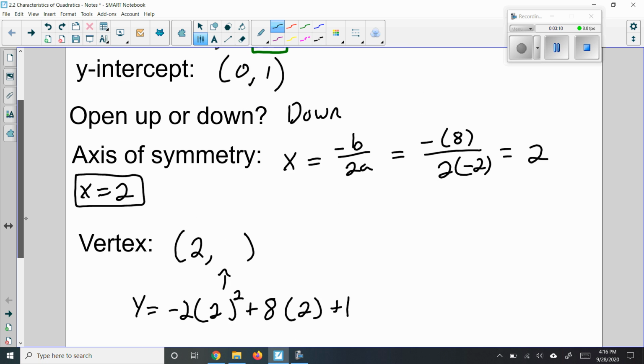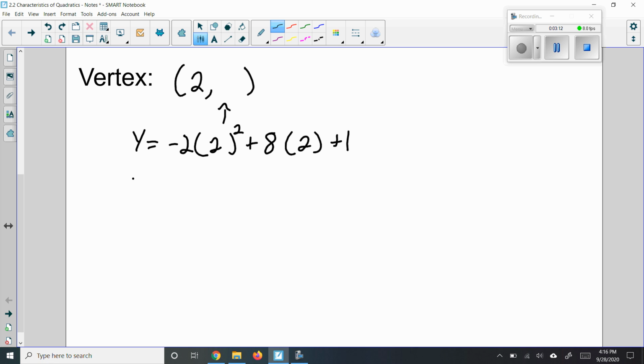The equation? Yes, it is. Okay, that means if I do this calculation, we're going to get the y value 9. So the vertex is the point 2, 9.